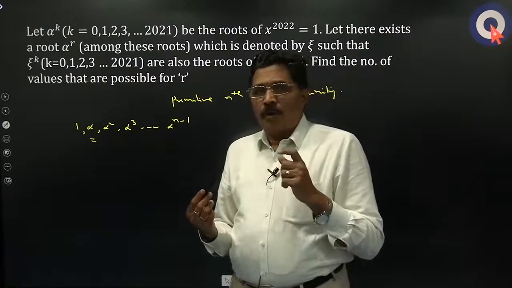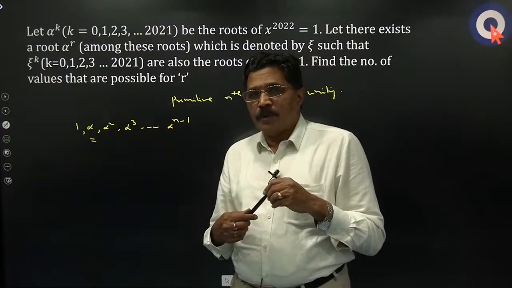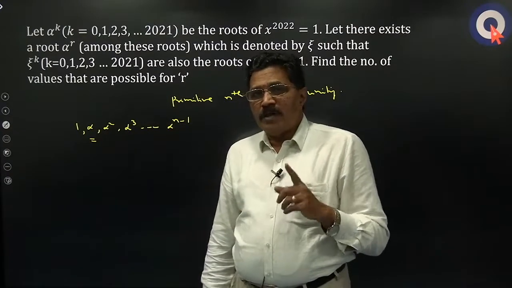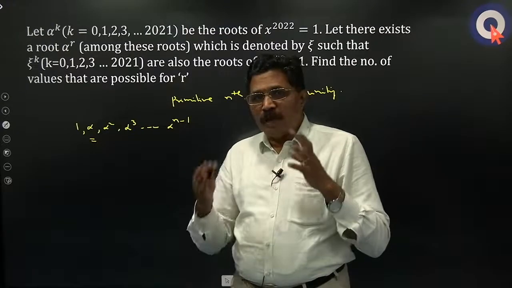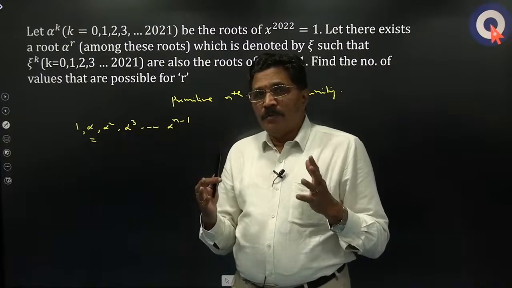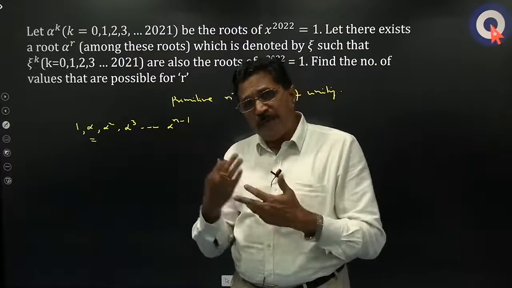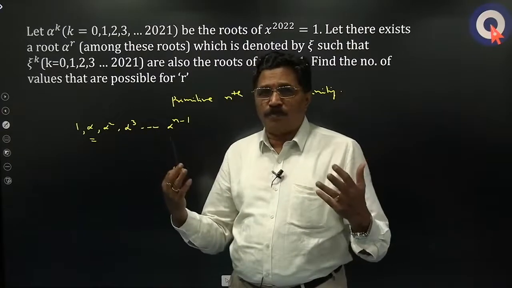All right. So now what is a primitive nth root of unity? The question is, is alpha the only one which has this capability? It's not just alpha. There could be other roots which also will have the same capability of generating other roots.